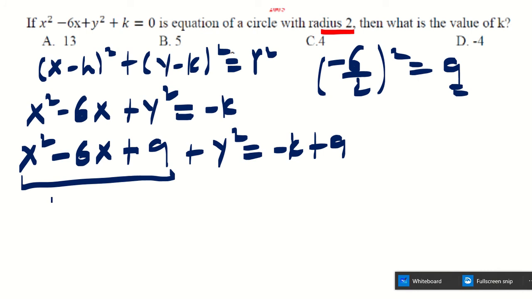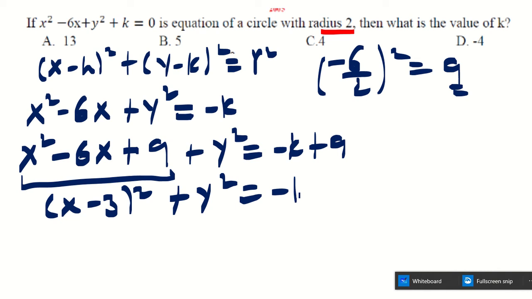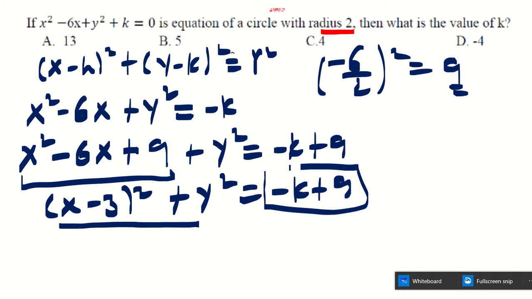Then this whole expression is the same as x minus 3 the whole squared. You know, the completing the square method is explained from grade 9. So plus y squared is equal to negative k plus 9. Remember now, we don't focus on the left hand side, because we have to focus here. This is the same as r squared. R squared means we will square 2. So we will equalize it.